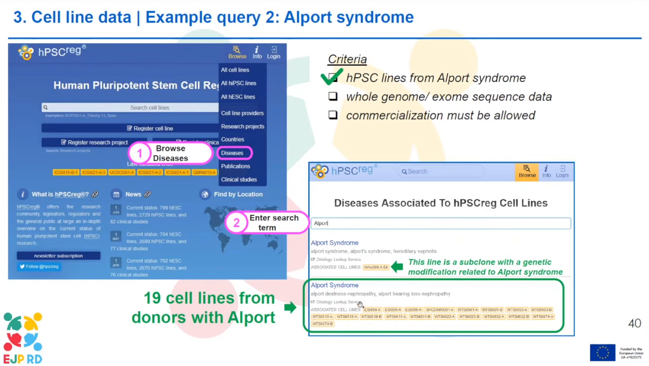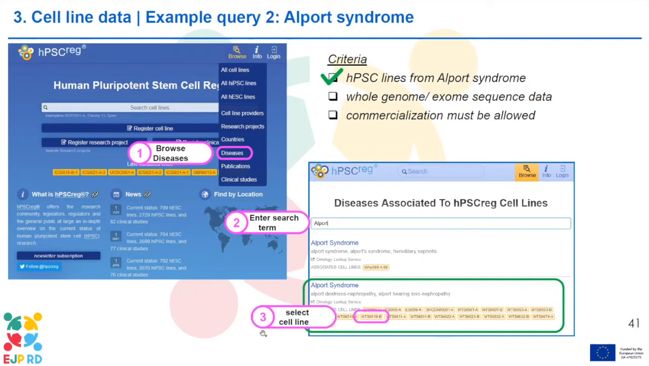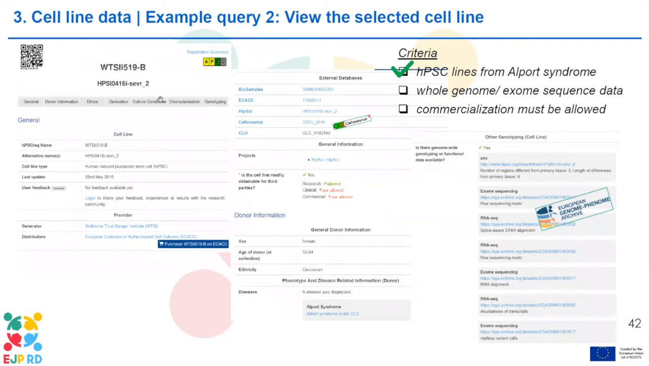So these are all lines that have been derived from donors with Alport syndrome, and these are 19 lines. So you can select one line. I've just picked this line here, it's called WTS I519-B. And we can look at the cell line record here. Again, a lot of general information. It's available for purchase at ECAC. It's not an eBISC line in this case. There are links to external databases such as Cellosaurus. Oh, and particularly here, the availability is apparently limited to research.